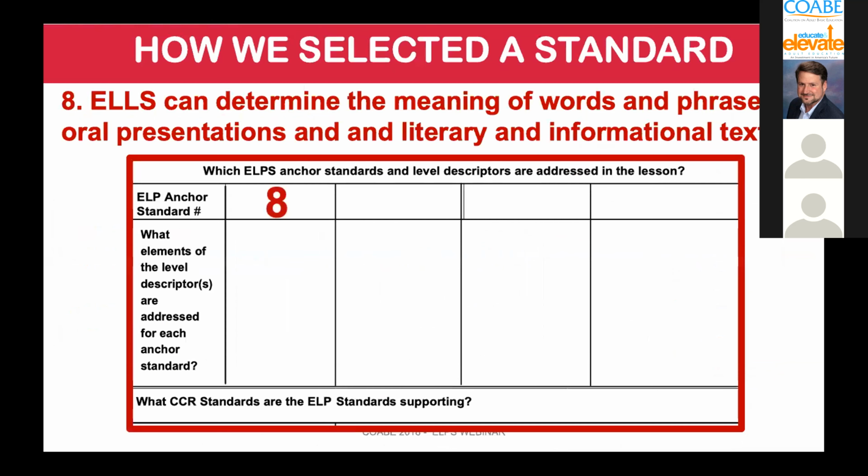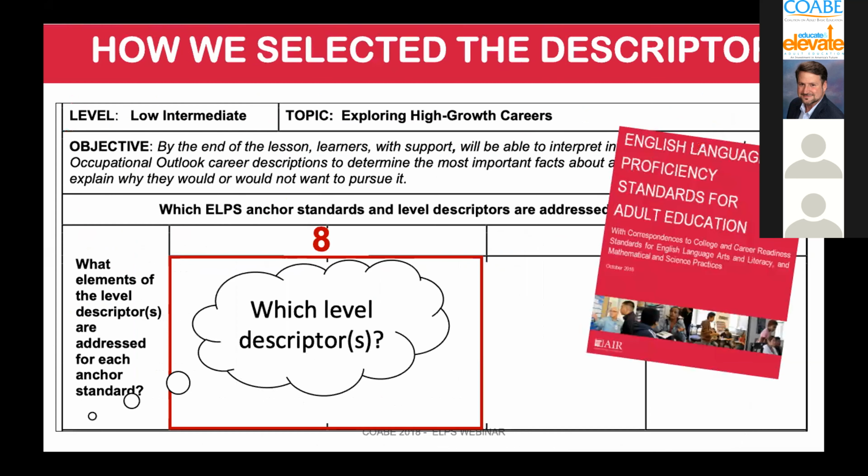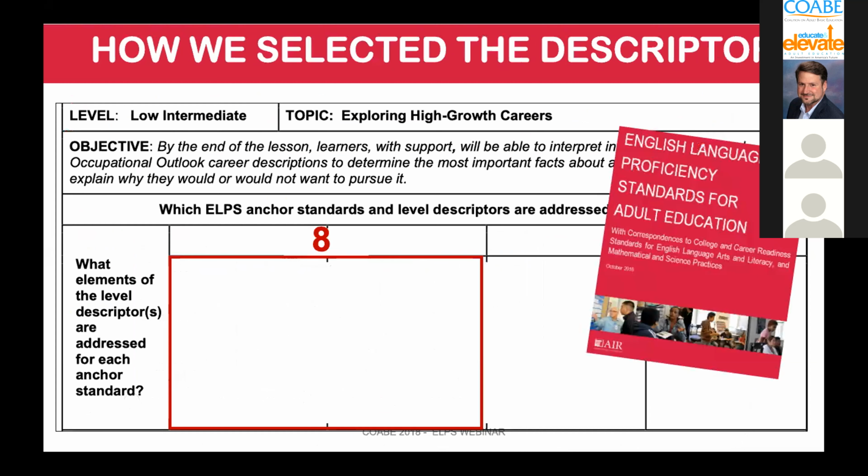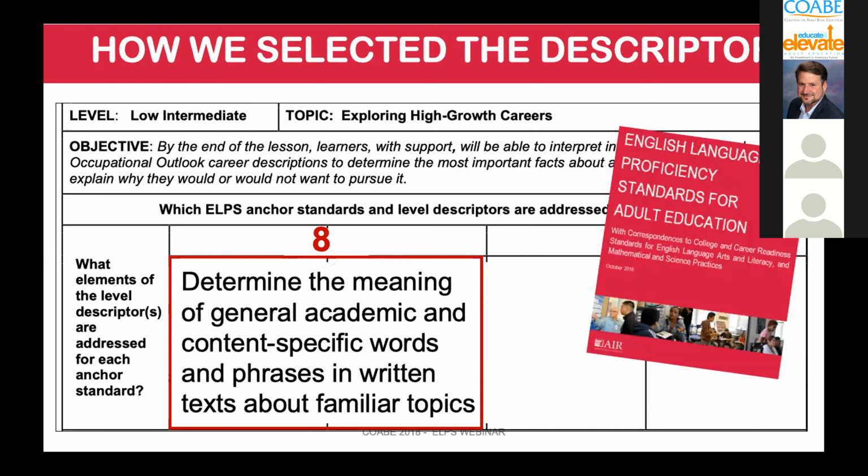But that doesn't tell me which descriptor I'm going to use. I have a lower intermediate class. I'm going to check out the descriptors and see which level descriptor or descriptors will work for me. So I'm going to stick with the level 3 because it says determine the meaning of general academic and content-specific words and phrases in written texts about familiar topics.